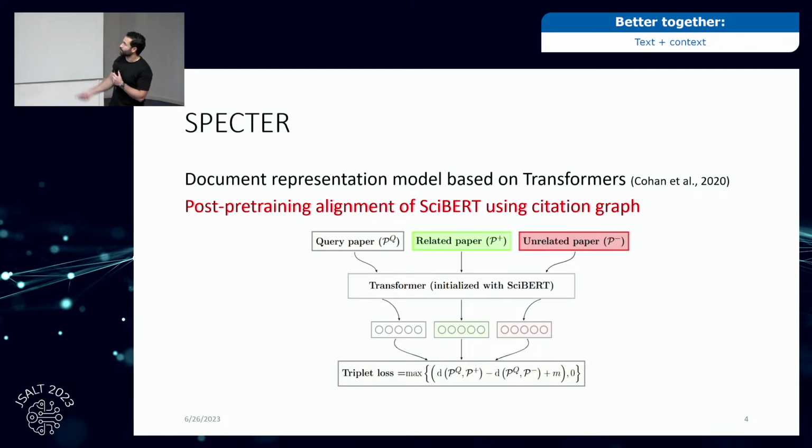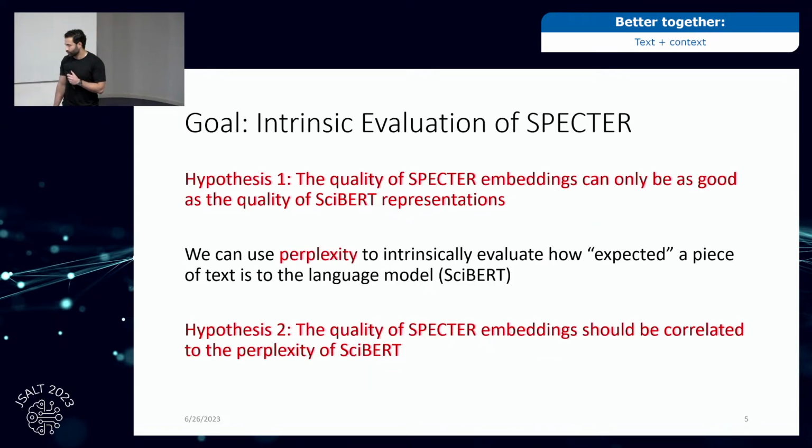But we encode all these papers with BERT, so it really is the foundation of this text-based representation model. Our overall goal with this project was to do an intrinsic evaluation of Spectre. Our first hypothesis is that the quality of the Spectre embeddings can only be as good as the quality of the underlying BERT representations. If the BERT model isn't able to process the text, the embeddings won't be good and they won't be aligned. It won't really matter.